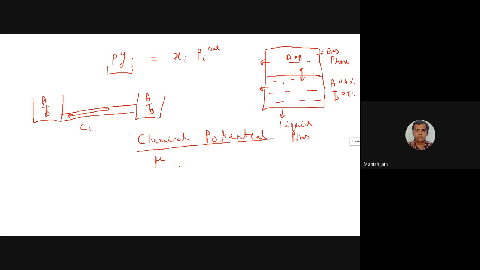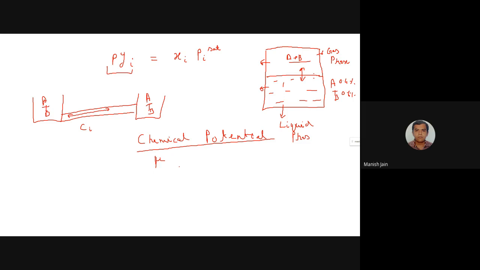Then there should be a resistance also. So resistance and driving force, and the product of both will control the amount of material transfer. Resistance is the inverse of diffusivity. Okay, so there is a diffusivity and there is a driving force. So when you have a multi-phase system, concentration cannot be the driving force.